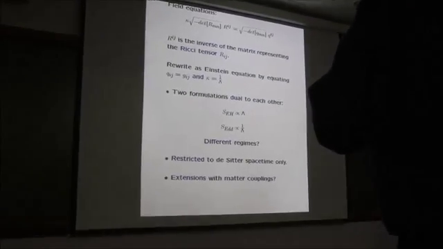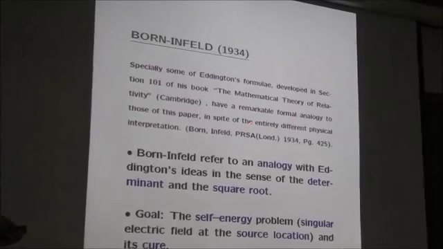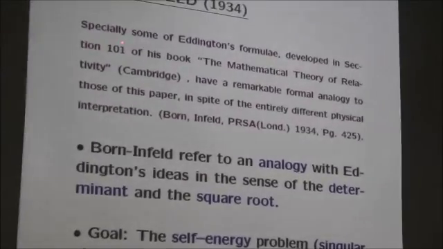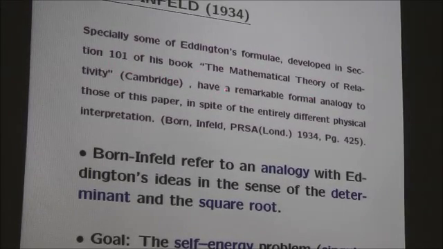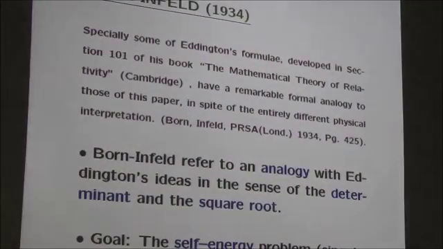Okay, so let's see what Born-Infeld wrote in 1934. If you look at that paper, page 425, they write, "Specially some of Eddington's formulae developed in section 101 of his book have a remarkable formal analogy to those of this paper, in spite of the entirely different physical equipment." Okay, so they do acknowledge whatever Eddington did.